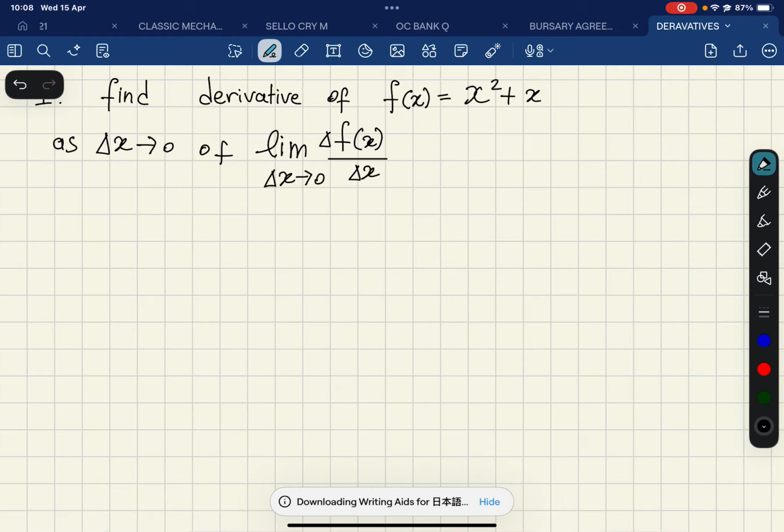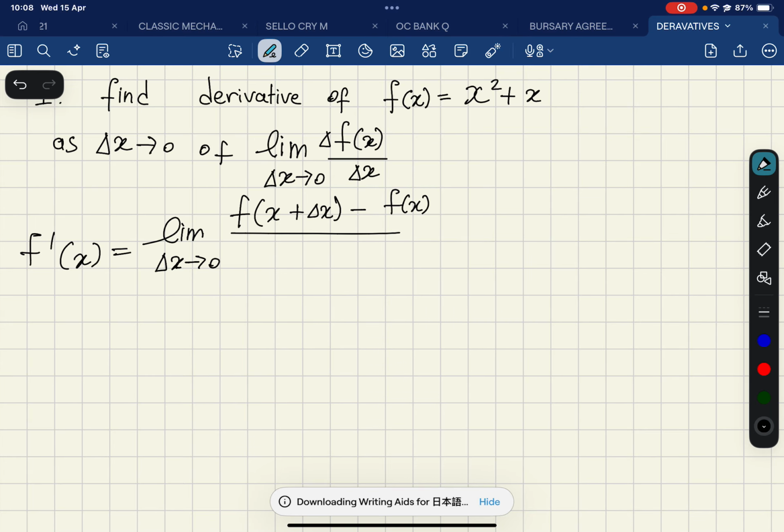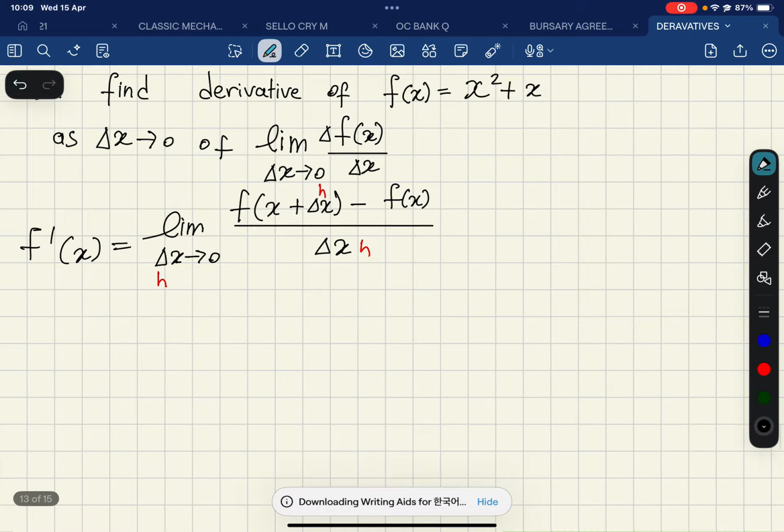So the question says find the derivative of that as change in x approaches 0. I told you that formula is the same as the formula for first principle, the one that says f prime of x is equal to the limit, instead of h we say change in x approaches 0, then we say f of x plus the change in x minus f of x, all divided by the change in x. That's like the first principle. Usually they put h here, and h here. So from there we know what to do.